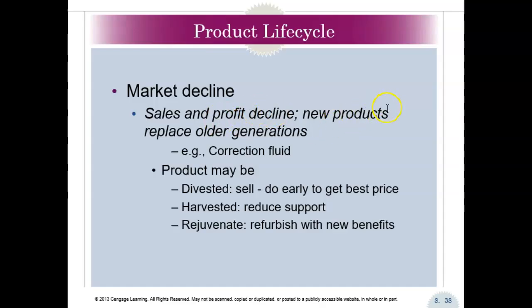In the decline stage, sales and profit decline, and new products replace older generations. The example they give is correction fluid. Whiteout was one of the number one office products of all time. But who buys it anymore? I can't imagine too many people actually buy it, so it gives you an idea of a product that has seen its better days. The product may be divested or harvested, reducing support on it, just trying to get as much as you can out of it. If you can, you try to rejuvenate it and come up with new ideas, but what are you going to do with correction fluid? I mean, there's only so many things you can do, right?